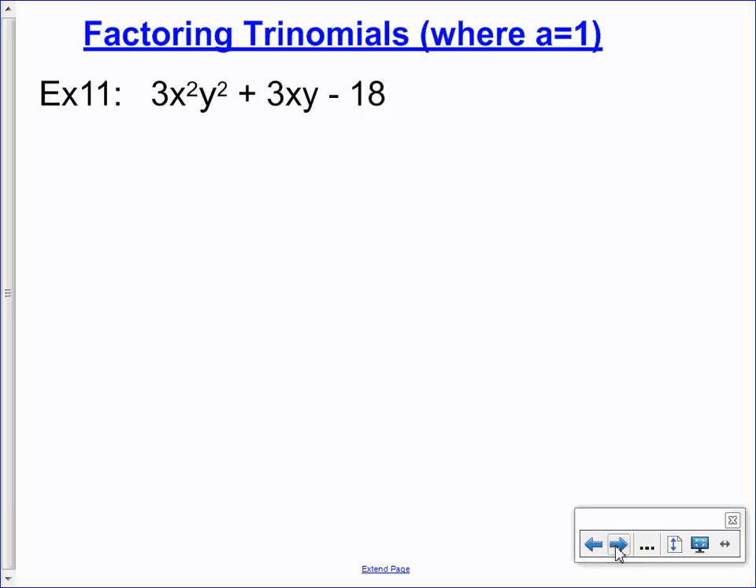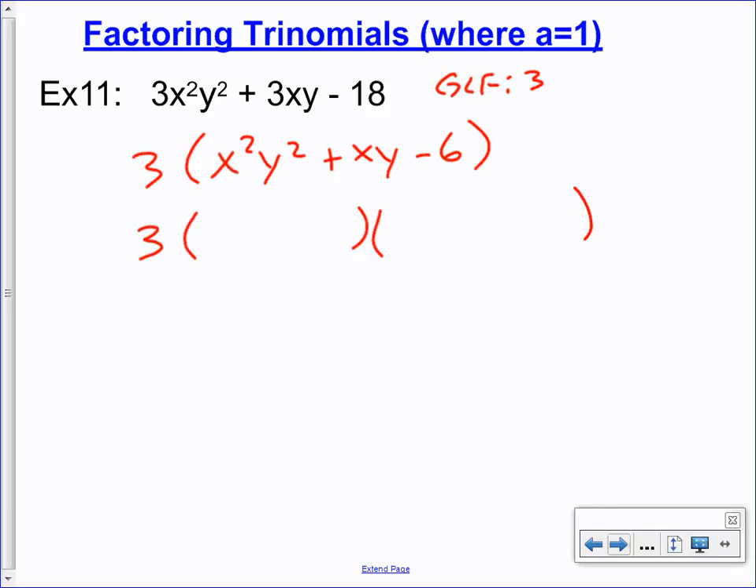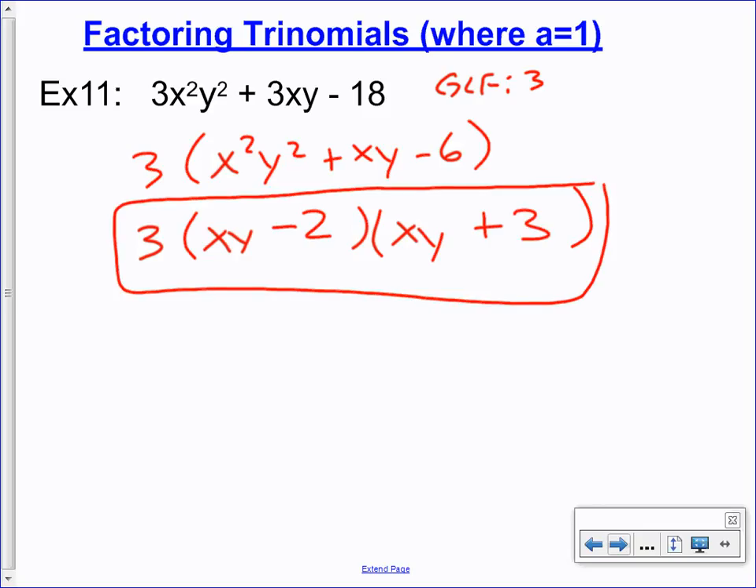Talk to me. 3 is the GCF. Right. Our GCF is 3. Breathe, Joshua. Here we go. xy minus 6. Okay. The first term is x squared y squared, so it breaks up into xy. 6 into 1. Negative 2, positive 3. Very good. So minus 2 and plus 3 is the magic combination.